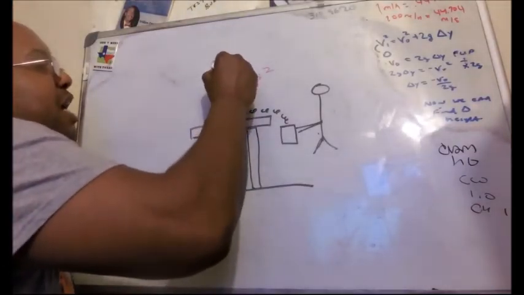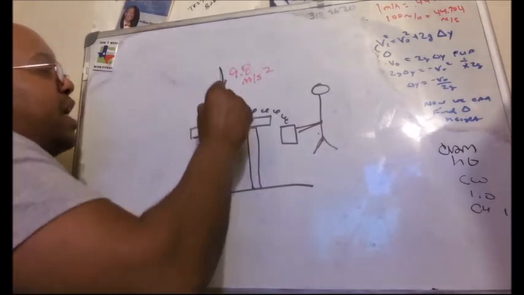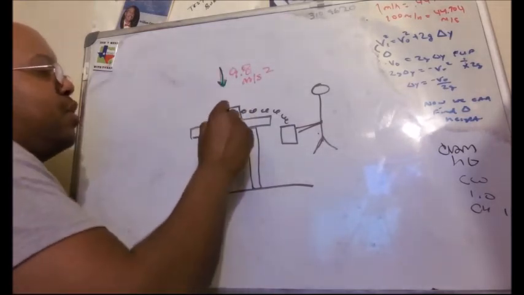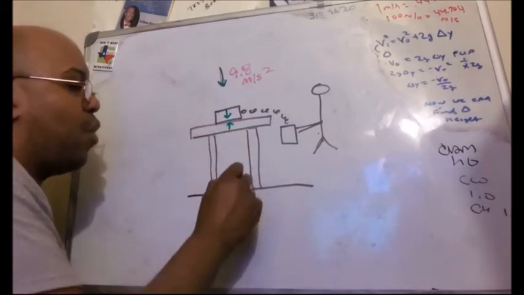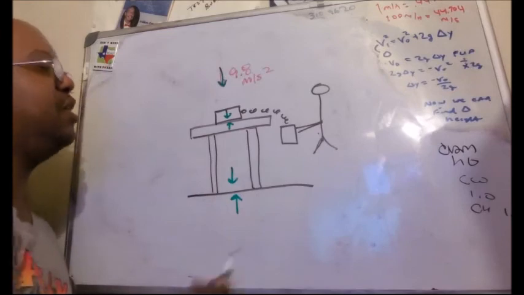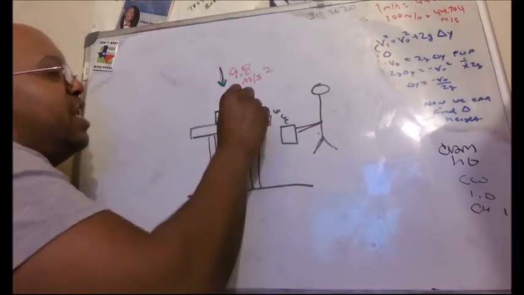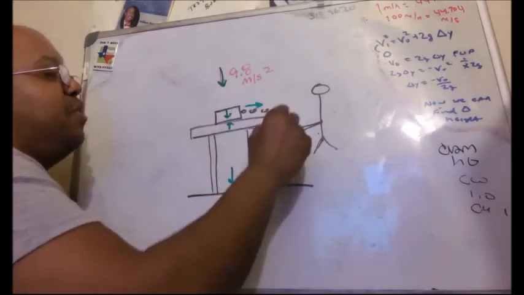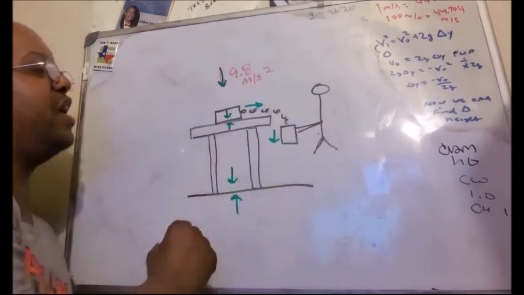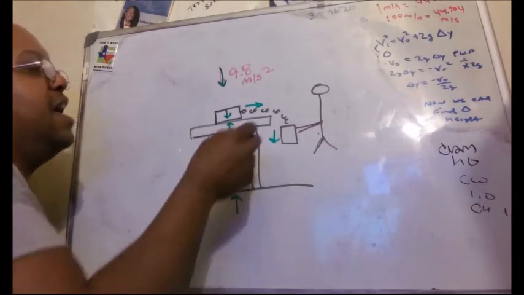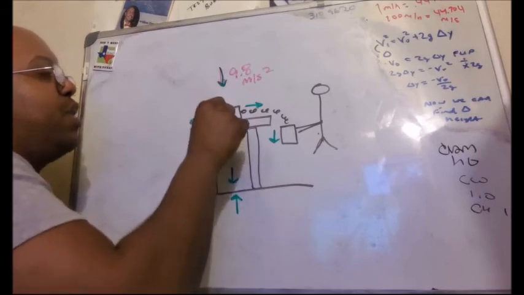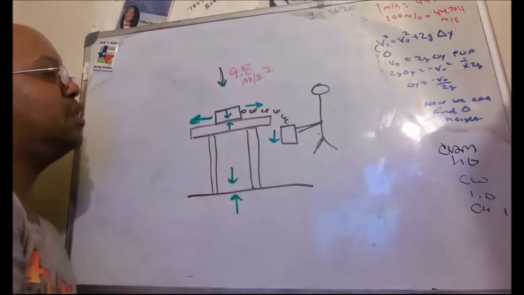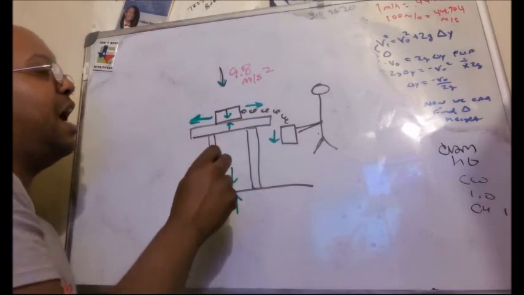All right, 9.8 meters per second squared is acting downward. The brick is acting downward on the table. The table is supporting, acting upward on the brick. The table legs are acting downward on the floor. The floor is acting upward, supporting. There is tension pulling in that direction because gravity is acting on the other brick. Friction is acting in this direction because of the friction between the brick and the table, so it's producing a force in that motion.